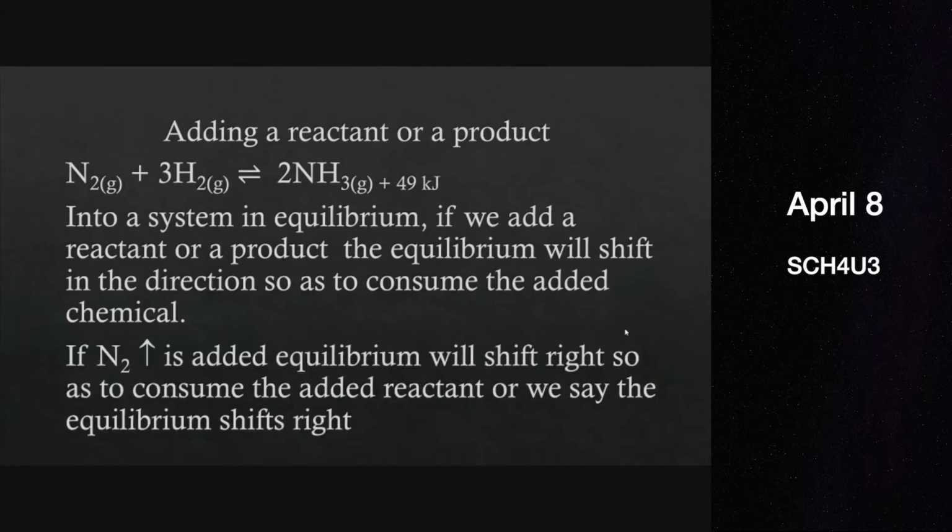So if you look at adding nitrogen, one of the reactants, the equilibrium will try to consume the reactant that is added here. So the equilibrium will shift right so as to consume the added reactant, or we say the equilibrium shifts right. So the language used is always: equilibrium shifts right means we get more products. Equilibrium shifts left means we get more reactants. So it's easy to explain the situation rather than using other words. So be as short and brief and sweet as possible. That's what it is.